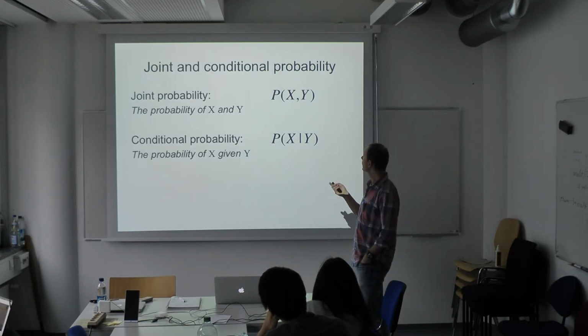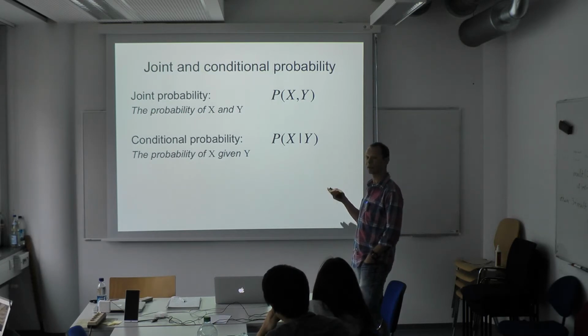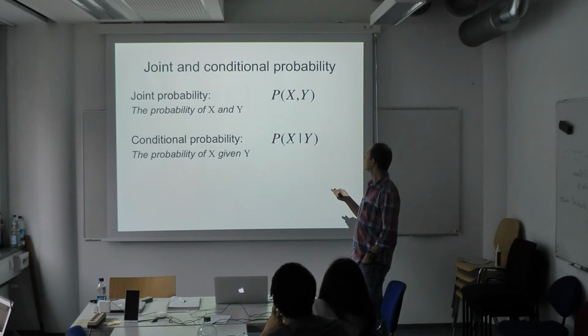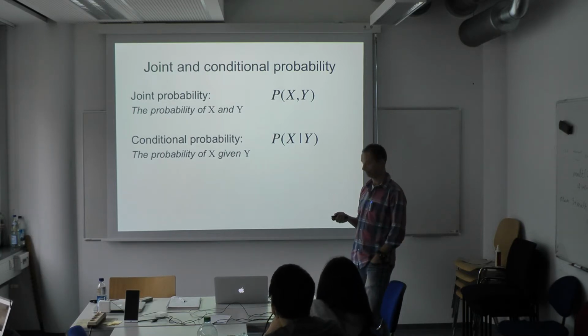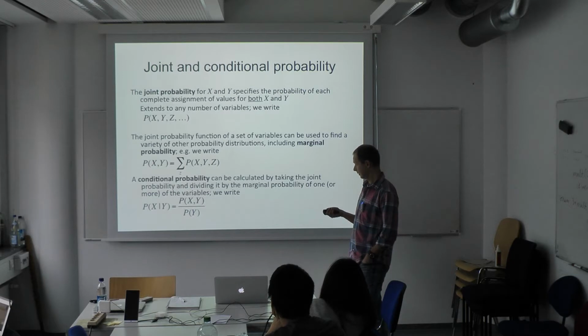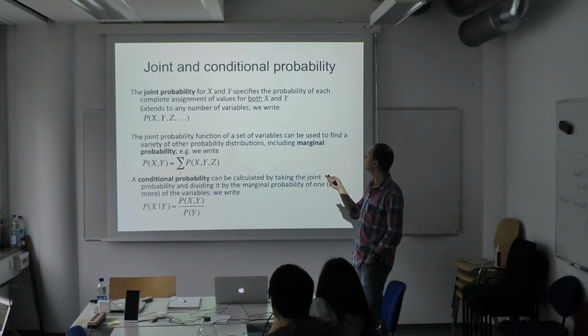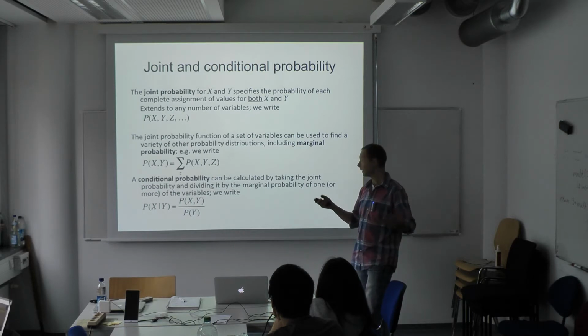So bear with me. Joint probability, this is the probability of x and y. Okay, it looks like this. You would know this, right? Conditional probability looks like this. So we have the probability of x given y. When we're talking about joint probabilities, the joint probability of x and y specifies the probability of each complete assignment of values for both x and y. And we can have this for many variables.